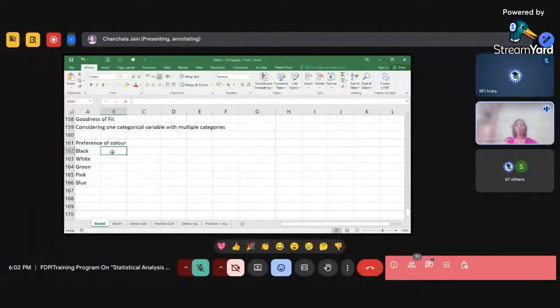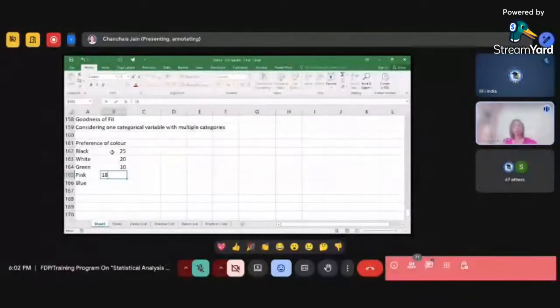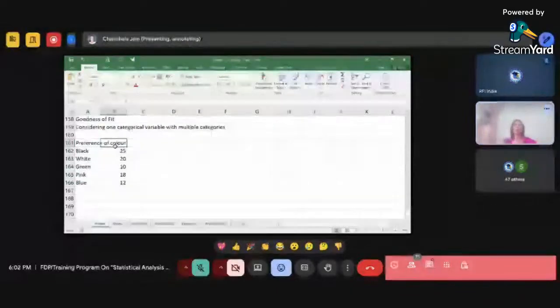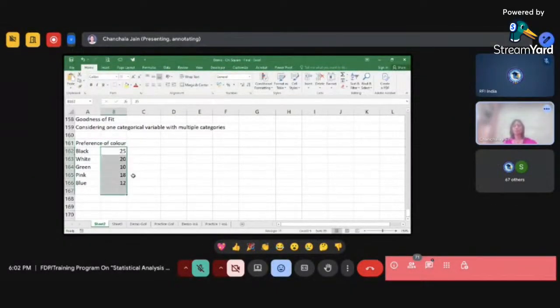Suppose 25 people say they like black, 20 say they like white, 10 say they like green, 18 say they like pink, 12 say they like blue. So you can see there are 5 categories of color preference, and these are the counts. Is it clear? Shall I proceed?